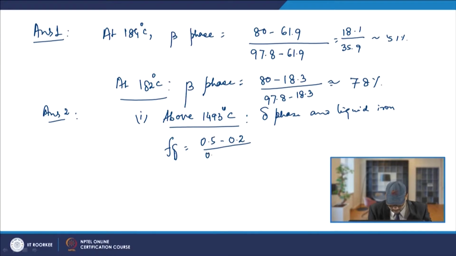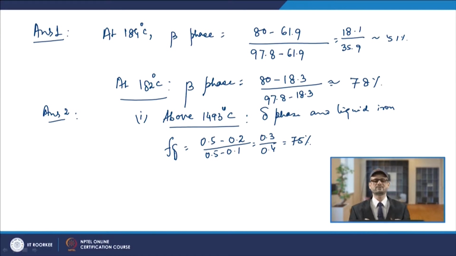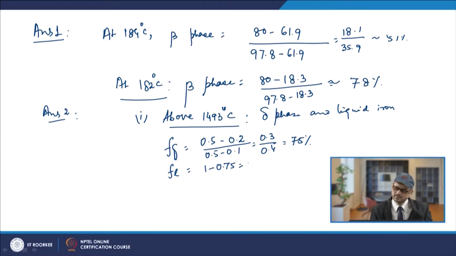So, it will be 0.5 minus 0.1. So, it will be 0.3 divided by 0.4. So, it is 75%. So, you have 75% of the delta ferrite phase formed just above 1493 degree centigrade of temperature. Above the 1493, the next phase is liquid. So, F liquid will be 1 minus 0.75. So, it will be 0.25. So, 25% will be the liquid phase.